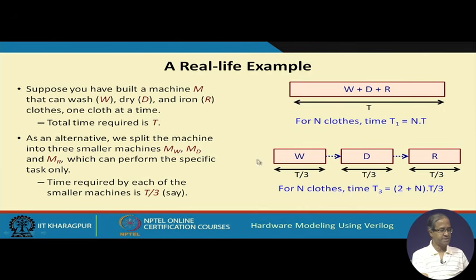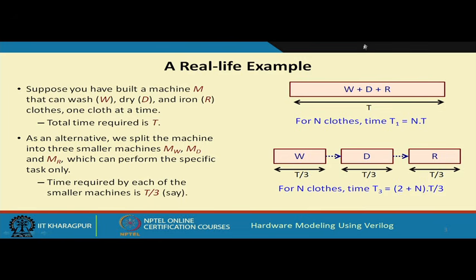Now, let us say that instead of a single machine doing everything, you see that washing, drying and ironing are 3 different things. Washing involves soap and water, drying involves a heater, blowing air and so on, and ironing involves pressing and so on. So, there is nothing which is repeated in these steps, they are as such different. So, you identify that, and what do you come up with?